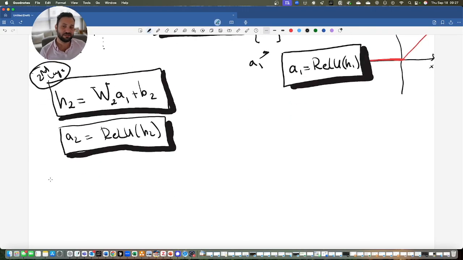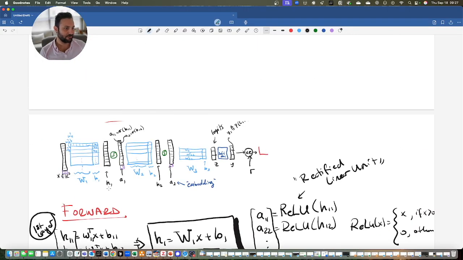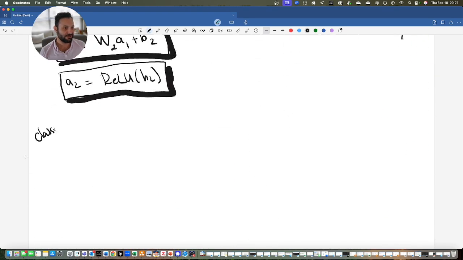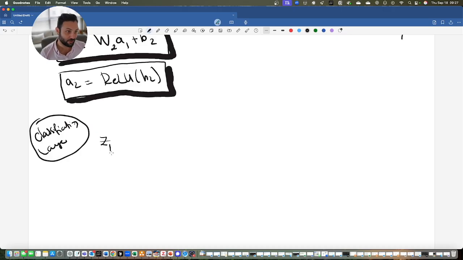And there's no third layer as such. The third layer is the classification layer, the last layer. We calculated this, this, and this, and now the classification layer calculates Z logits for each and every one of the classes. Z1 is W3,1 transpose A2 plus B3,1. And Z2, similarly, is W3,2 transpose A2 plus B3,2, and so on.